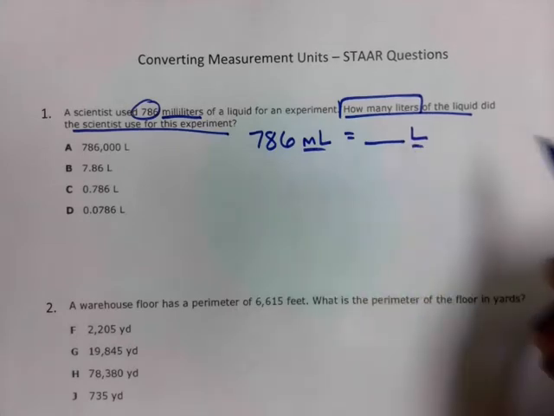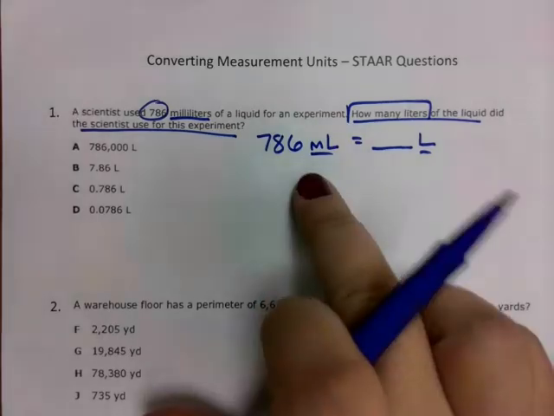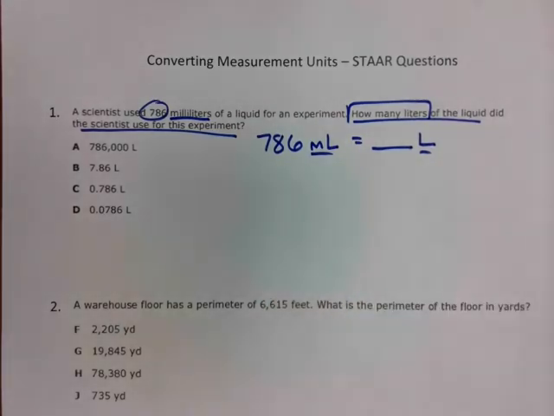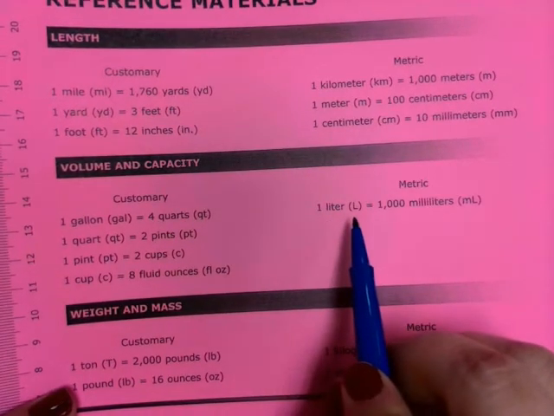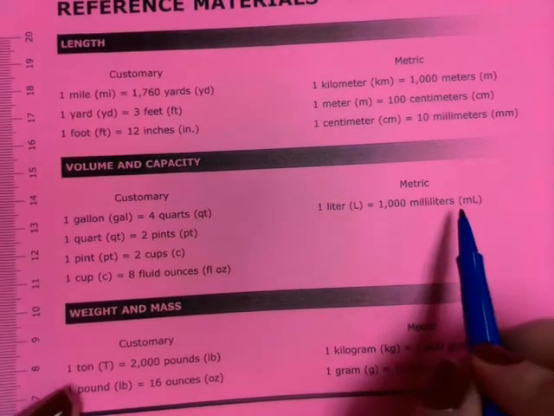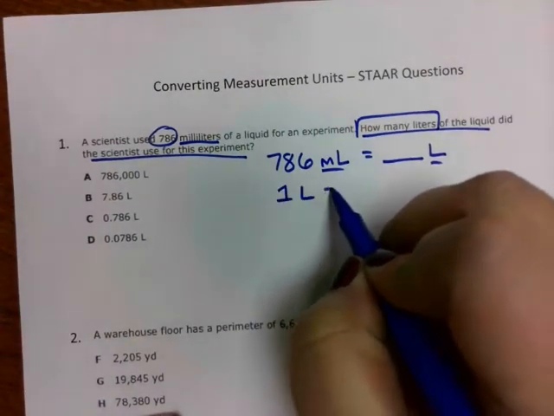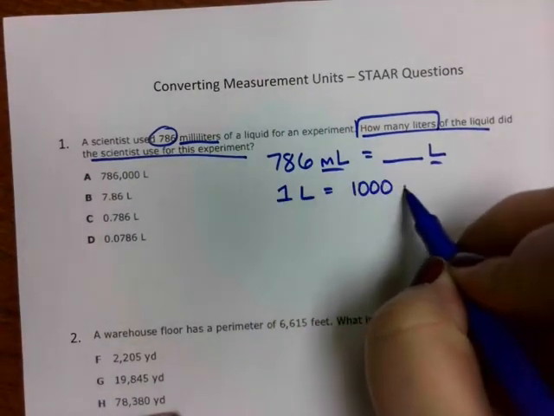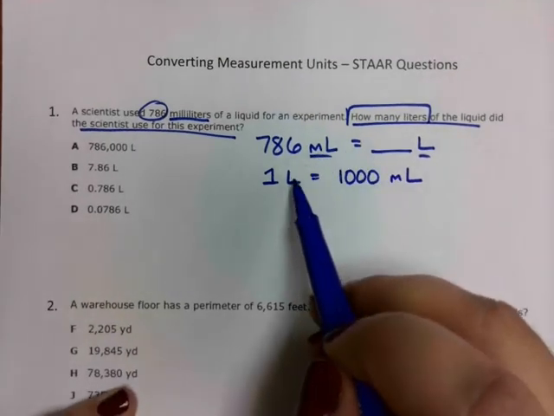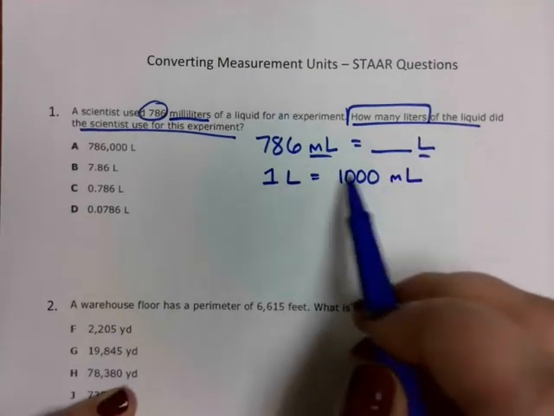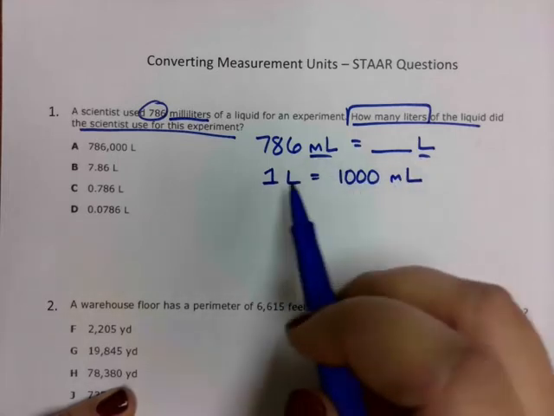Remember yesterday I said the first thing we must do is go to our chart and see how many milliliters are in a liter. So right here, we have 1 liter equals 1,000 milliliters. So I'm going to write that down. 1 liter equals 1,000 milliliters. It's okay that milliliters were first here, but the chart said liters. As long as they have the 2 words that we're converting in the same line, that's all we need.